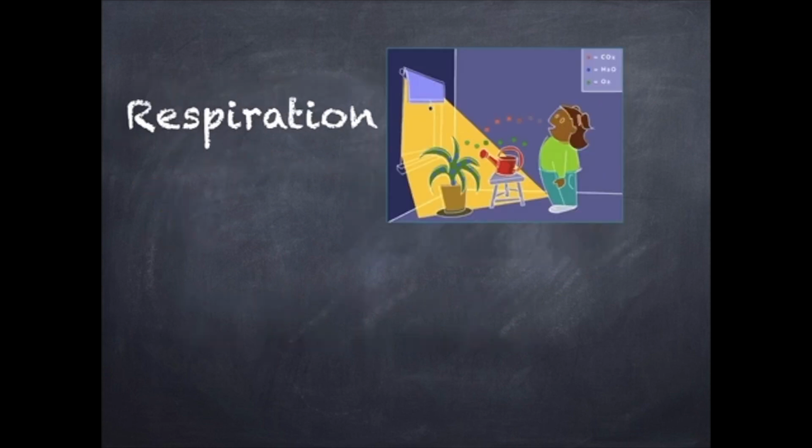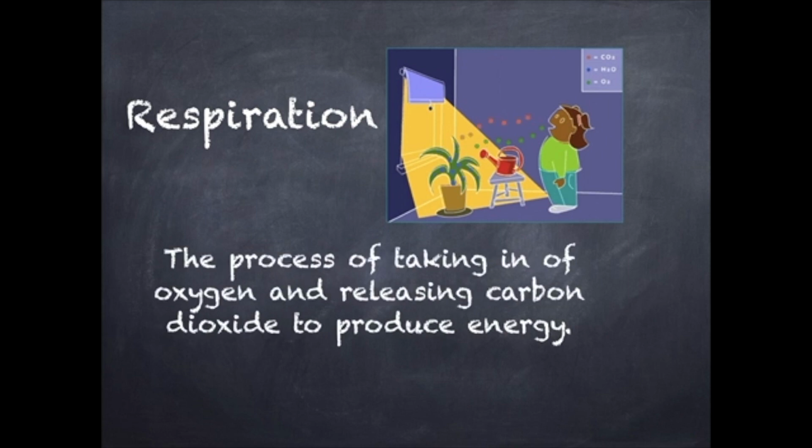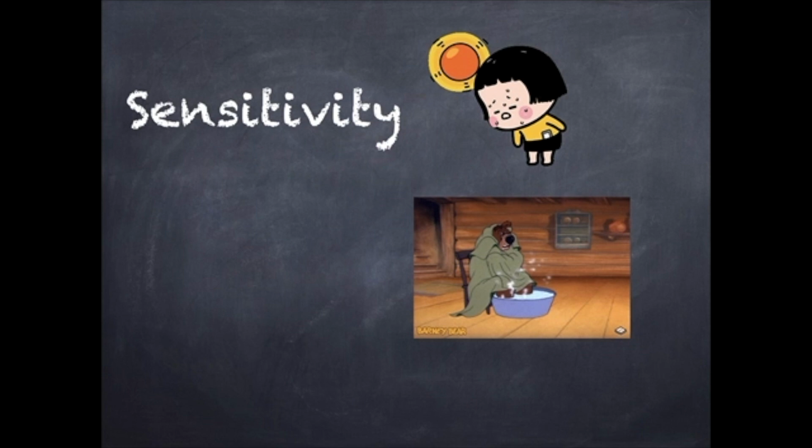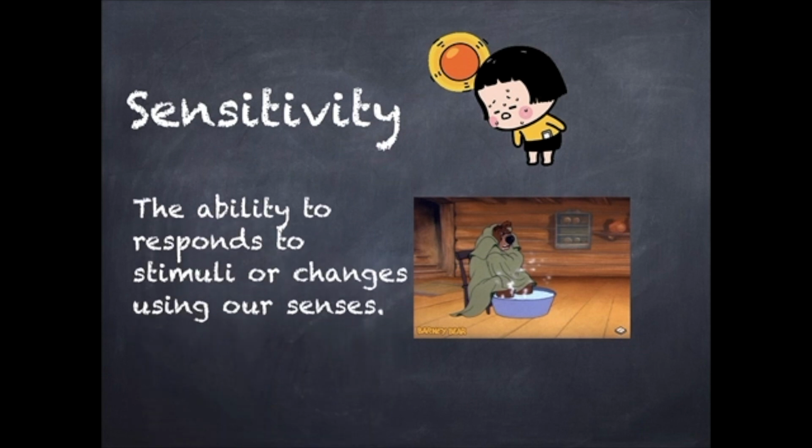Second, respiration. Respiration is the process of taking in oxygen and releasing carbon dioxide to produce energy by breathing. Third is sensitivity. Sensitivity is the ability to respond to stimuli or changes in the environment using our senses. Like for example, if it is hot, we tend to sweat out. And if it is cold, we tend to shiver.